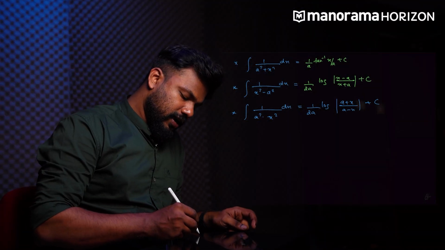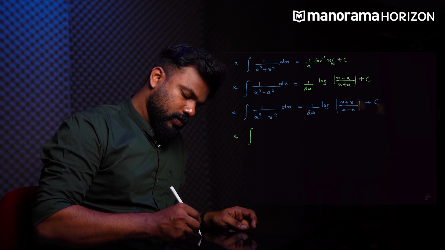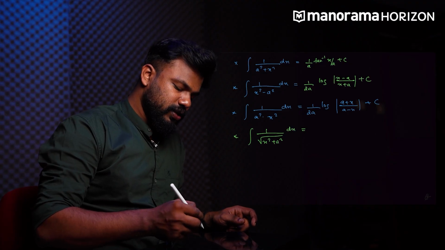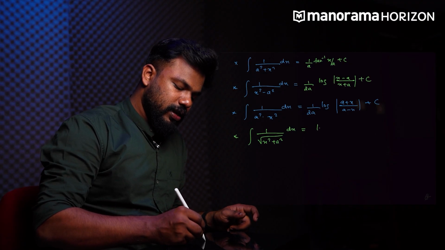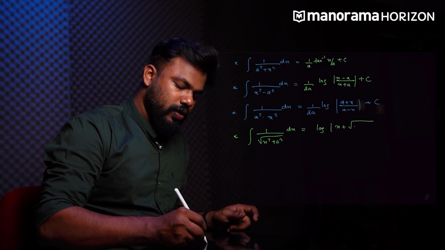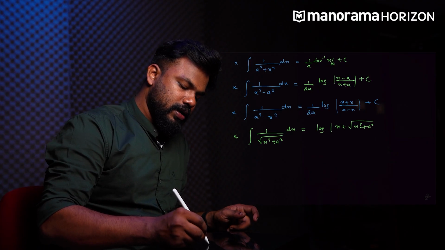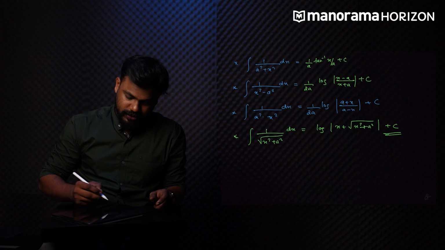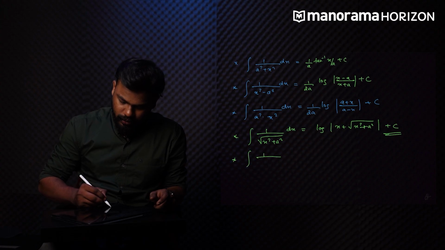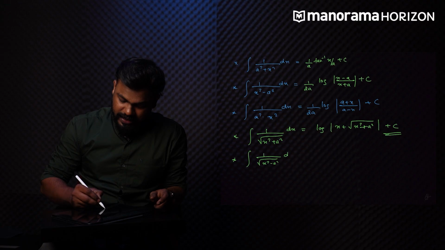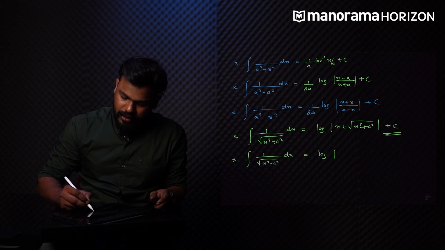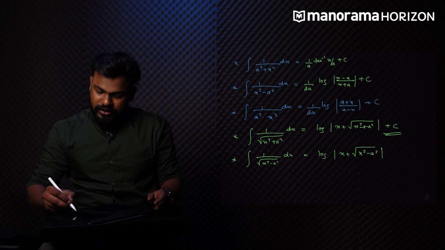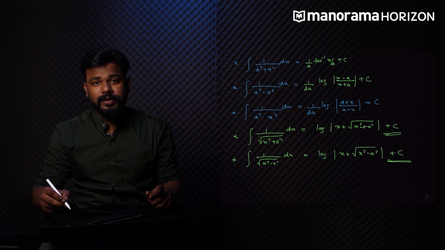Now what is the integral of 1 by root of x square plus a square dx? The integral for this one is nothing but log mod x plus root of x square plus a square plus c. And the same goes for 1 by root of x square minus a square dx, that is log mod x plus root of x square minus a square plus c.